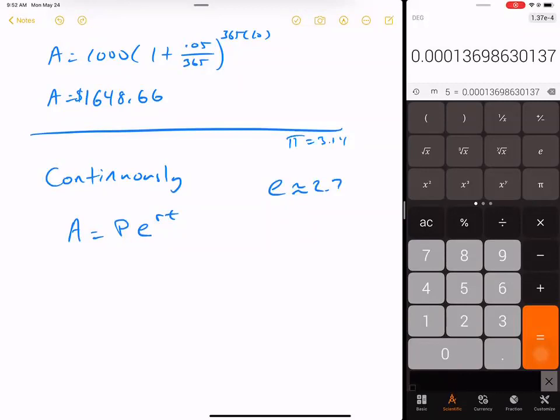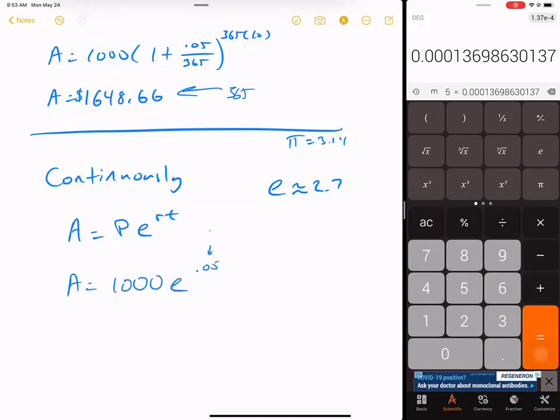So let's see if this even comes close to what my number was when I paid 365 days. Now, what if I paid you continuously? Will it be so much more? Let's try it. A is equal to our principal, which was $1,000, times e to the rate of 0.05. Remember, that's our rate. And the time period is 10 years.